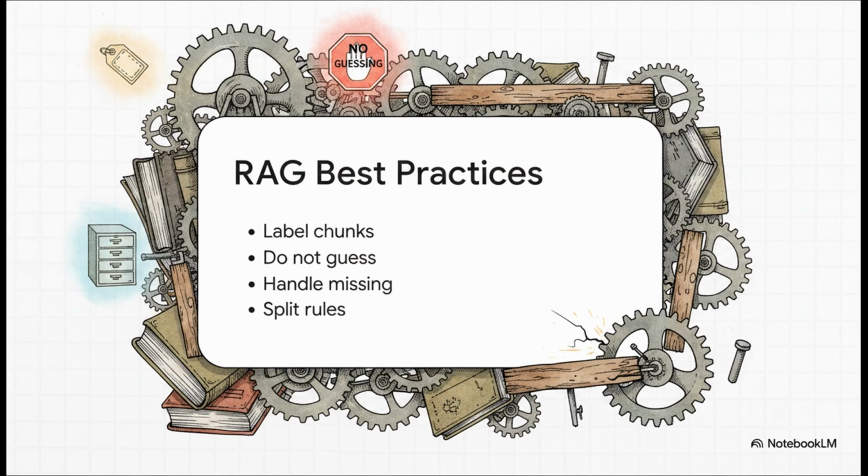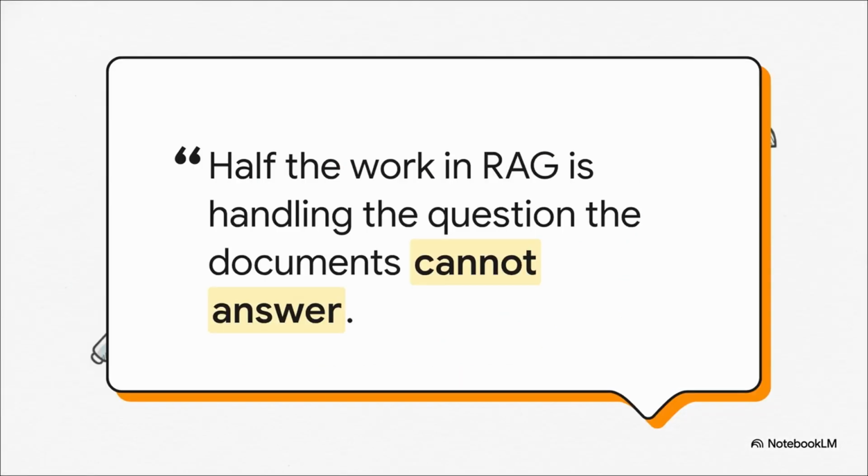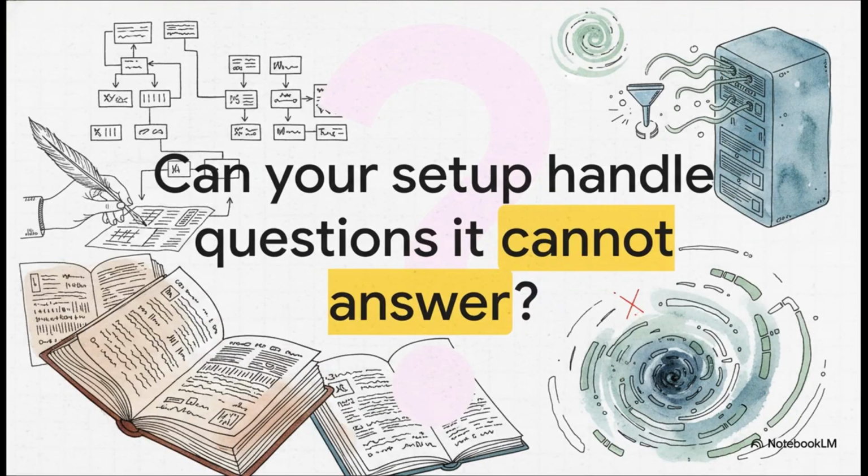Honestly, none of this is overly complicated. But if you skip even one of these steps, you're going to end up with a product that looks like it works great, right up until it really doesn't. Because at the end of the day, the real sign of a well-built RAG prompt is not that the model gives confident answers. It's that the model knows exactly when to stop. Go ahead and test it out. Does your current setup handle the question it cannot answer?